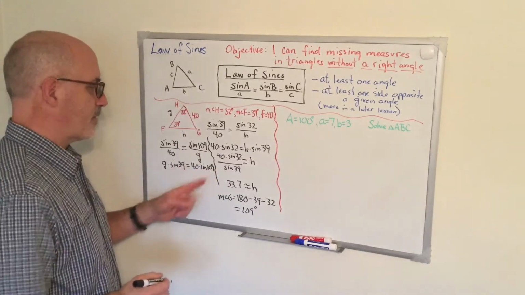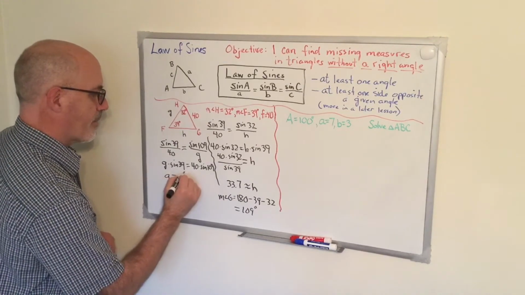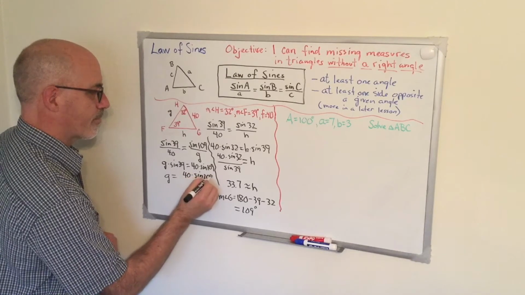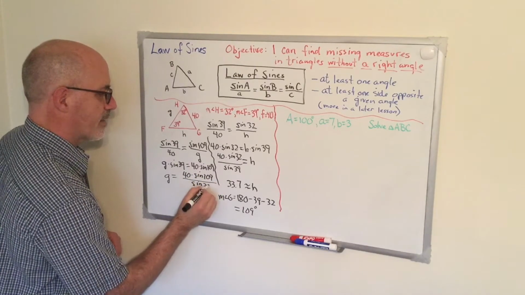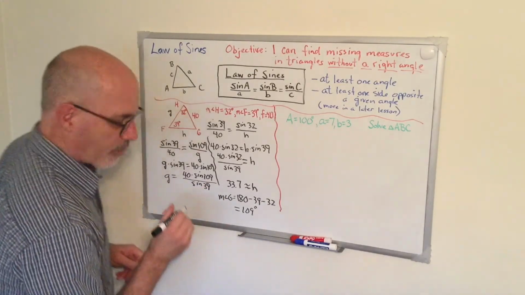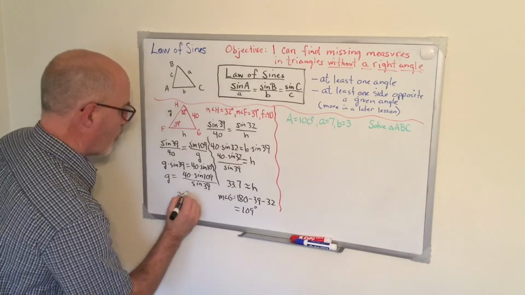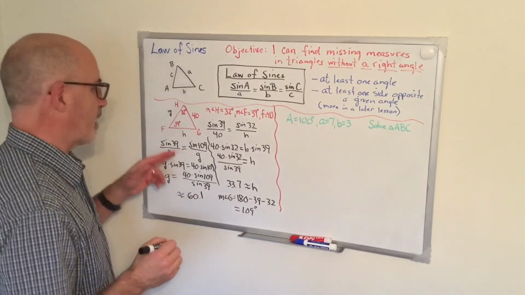Now, if we divide 40 times sine of 109 by sine of 39, when we divide that out, we get g approximately equal to 60.1. That's the length.